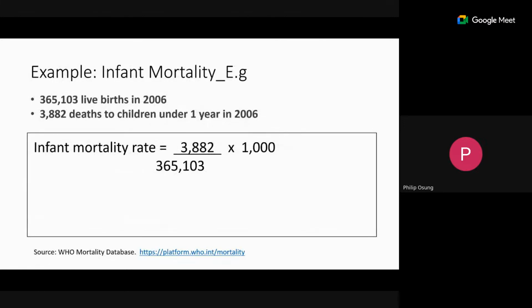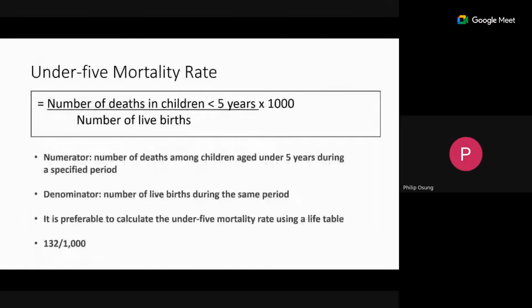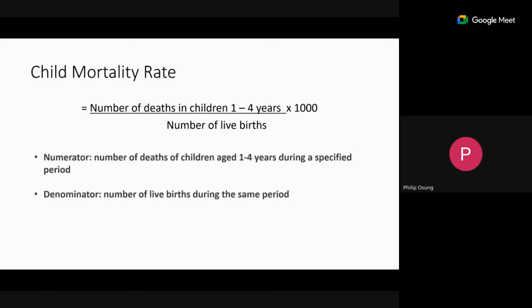Then there's an example here. Live births in 2006 was 365K, for example, and the number of child deaths under 1 in that particular year was 3,882. You would simply divide this and multiply it by 1,000. And whatever you have is going to be per 1,000 live births. In this example, it is 10.6 infant deaths per 1,000 live births. And the under-5 mortality is the same: number of deaths in children less than 5, over the number of live births. And then child mortality for children 1 to 4, over the number of live births.